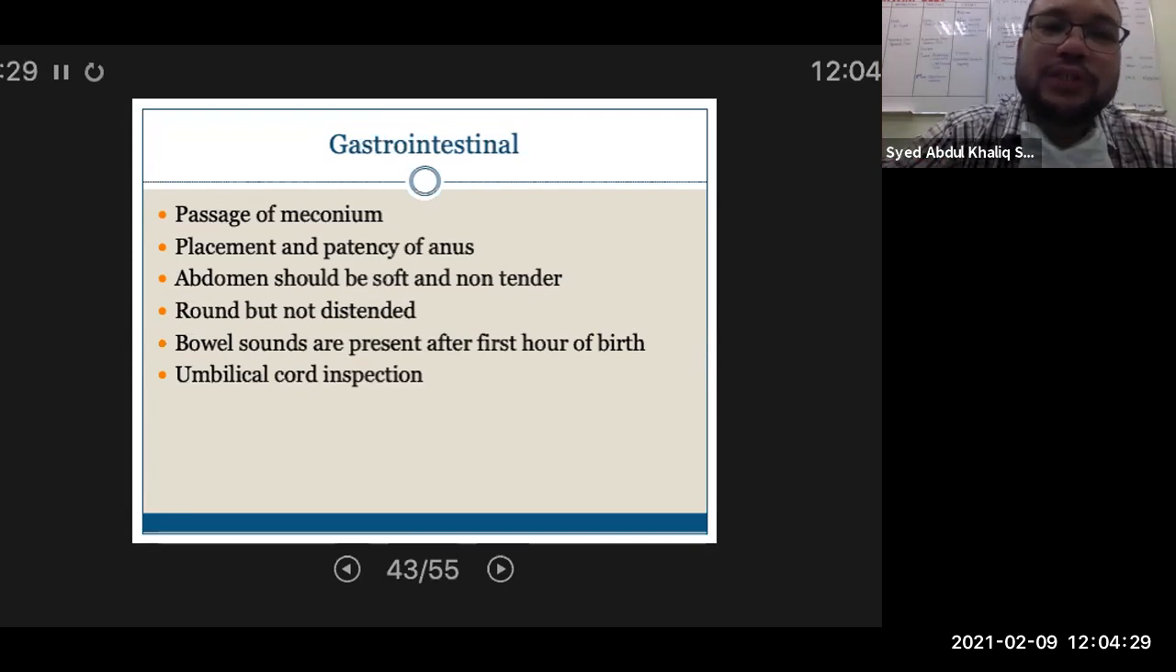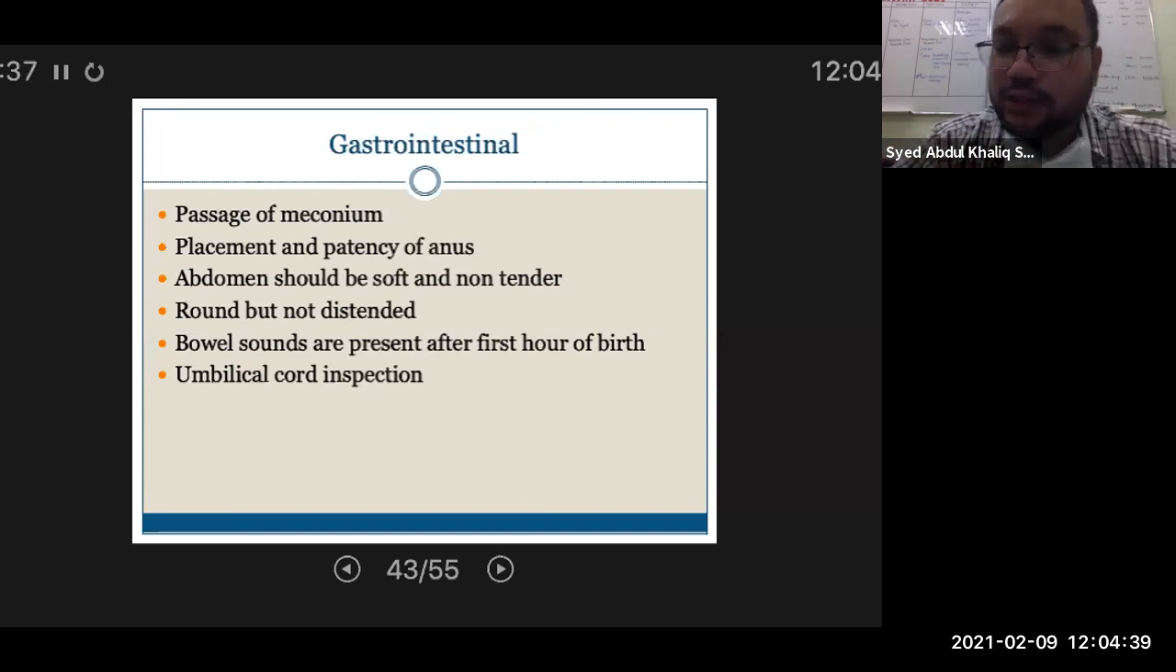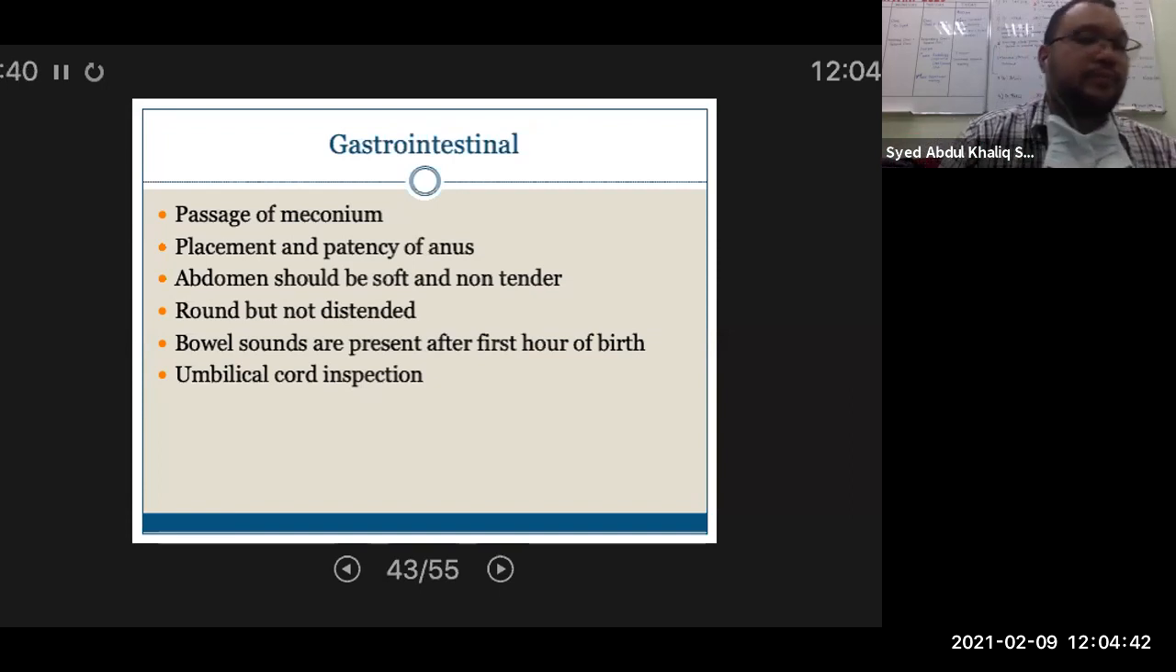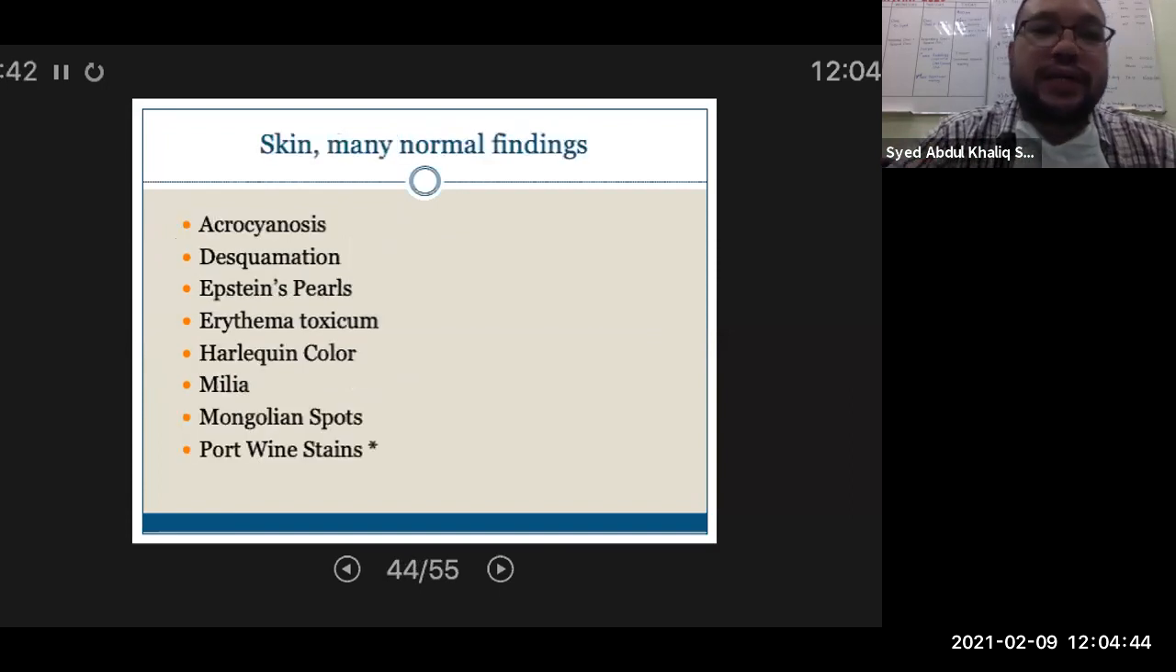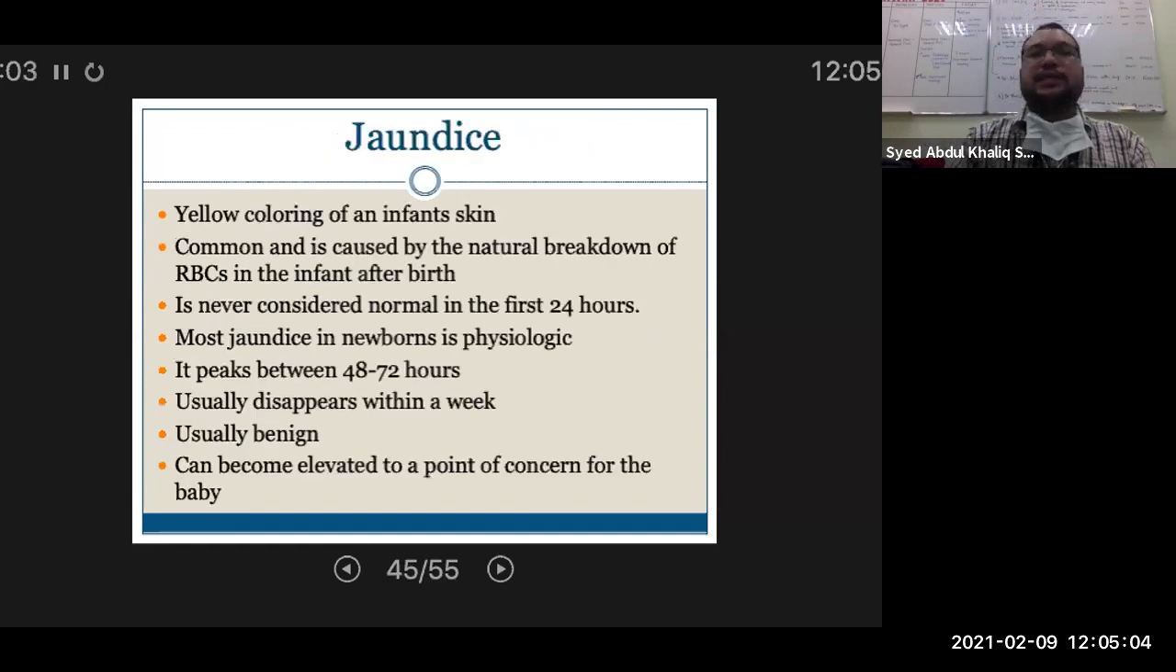The abdomen should be soft, non-tender, round, but not distended. Bowel sounds should be present. For the umbilical cord, you need to assess whether it is normal, with 2 arteries and 1 vein. You check whether there is ecchymosis, any discoloration, you look for Epstein pearls, you assess whether there is any erythema toxicum, the color of the baby, whether there is any milia, Mongolian spot, and look for port wine stains as well. Then you assess whether the child is jaundiced or not.